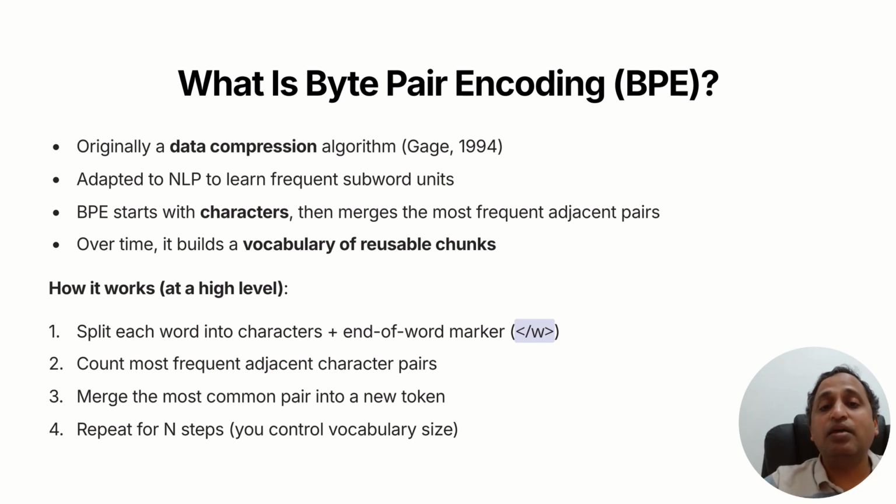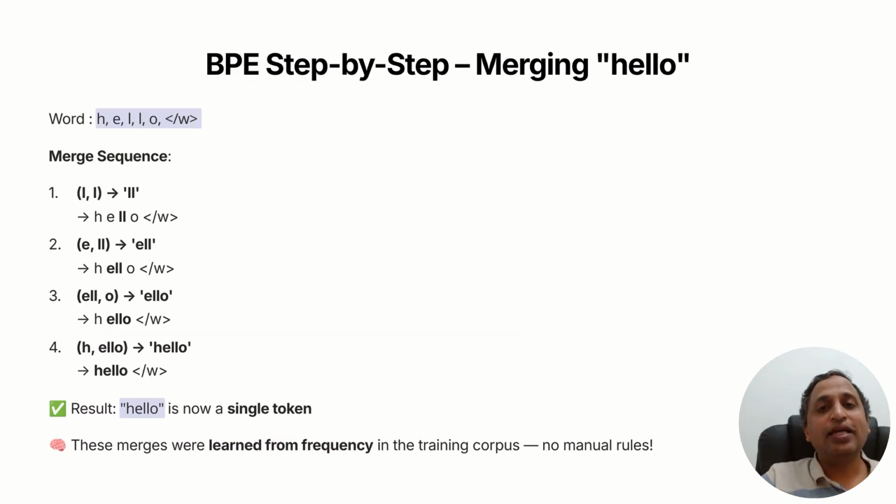So with BPE, we let frequency drive the vocabulary, and the result is a tokenizer that is fast, compact, and capable of handling rare words by breaking them down into familiar pieces. Next, let's take a simple example. We'll take the word "hello" and see how byte pair encoding builds a token for the word "hello" step by step.